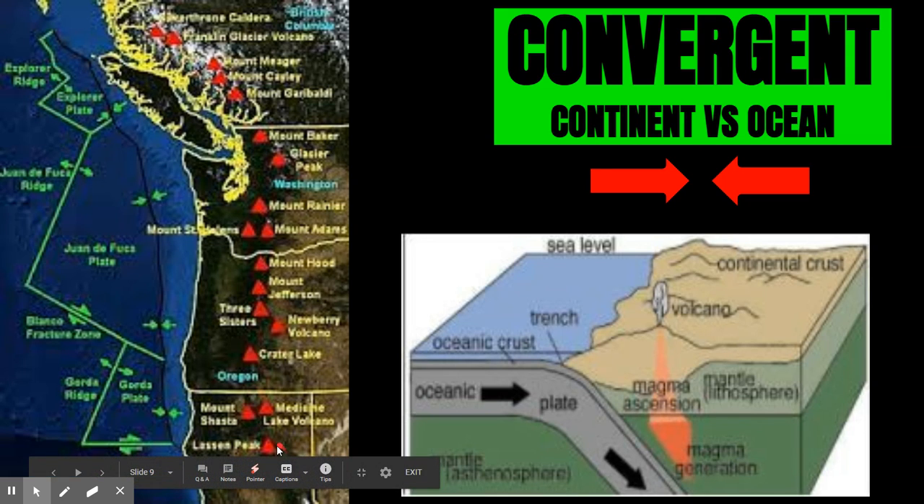So again, Mount Lassen and Mount Shasta in California; Crater Lake, Newberry Volcano, Three Sisters, Mount Jefferson, and Mount Hood are in Oregon; Mount Adams, Mount St. Helens, Mount Rainier, Glacier Peak, and Mount Baker are in the state of Washington.